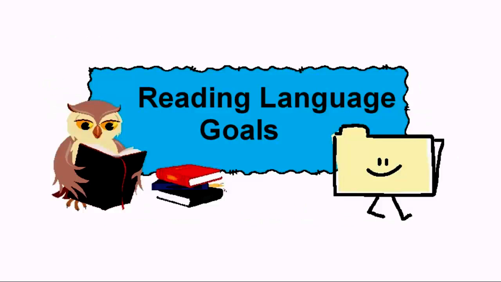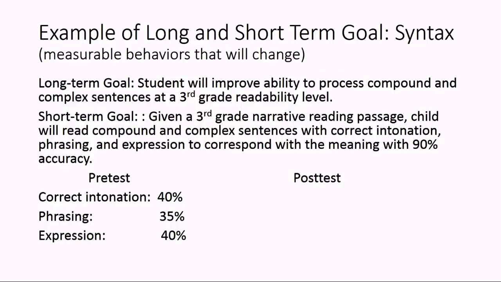All right, so now we're going to get very specific about our reading language goals. We're going to go through the different areas of language and talk about some of our long and short-term goals. So this one is for syntax. The long-term goal: student will improve ability to process compound and complex sentences at a 3rd grade readability level.